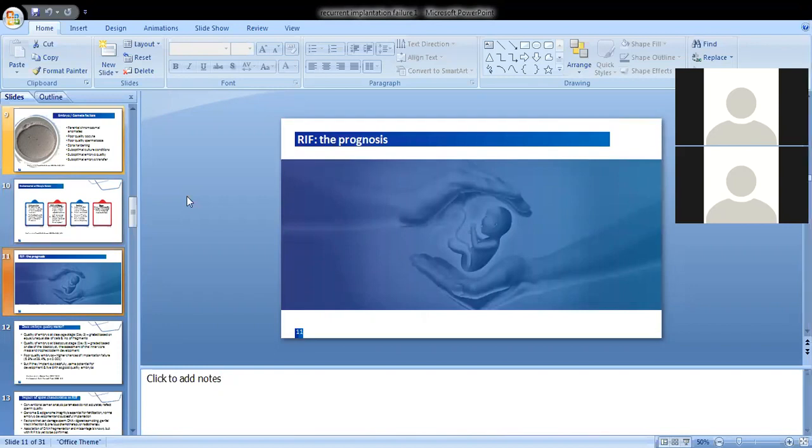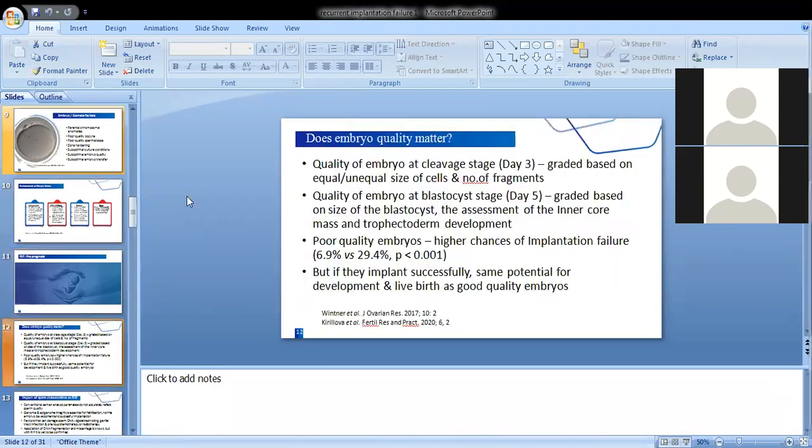Now coming to the prognosis, or how do we counsel our patients. Does embryo quality matter?